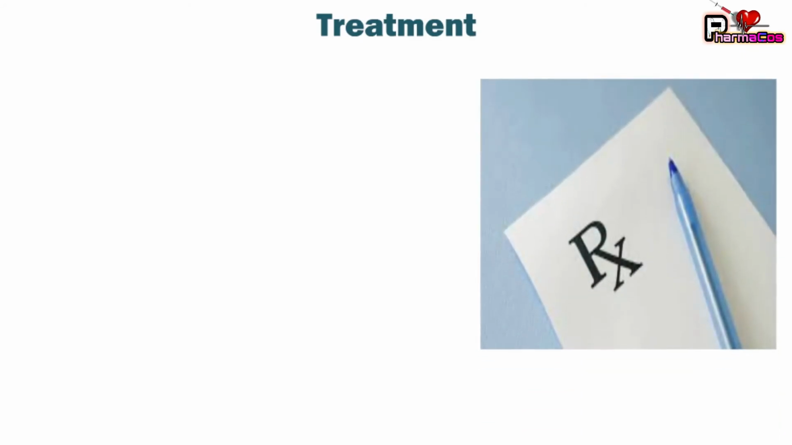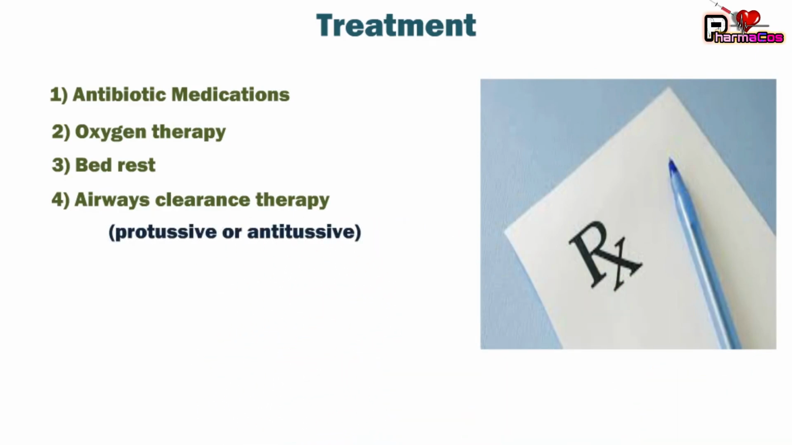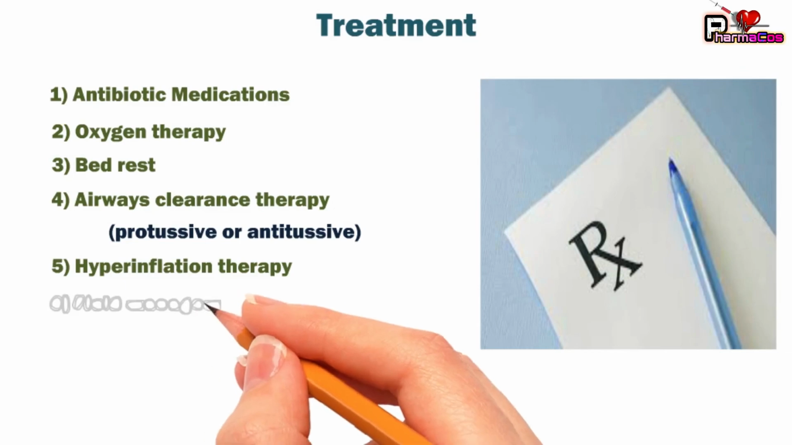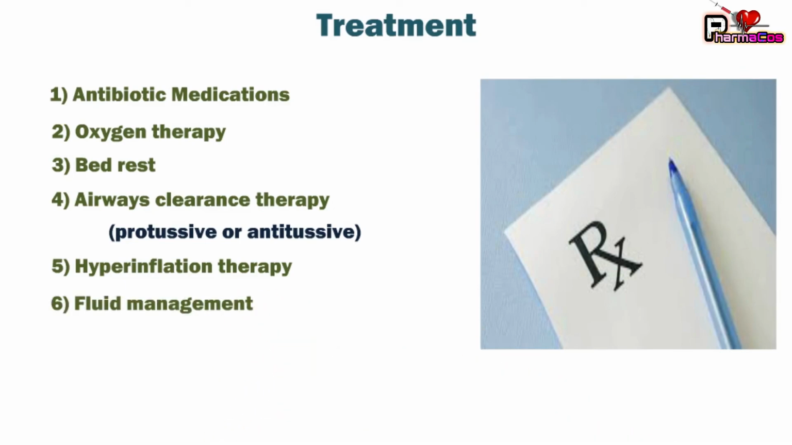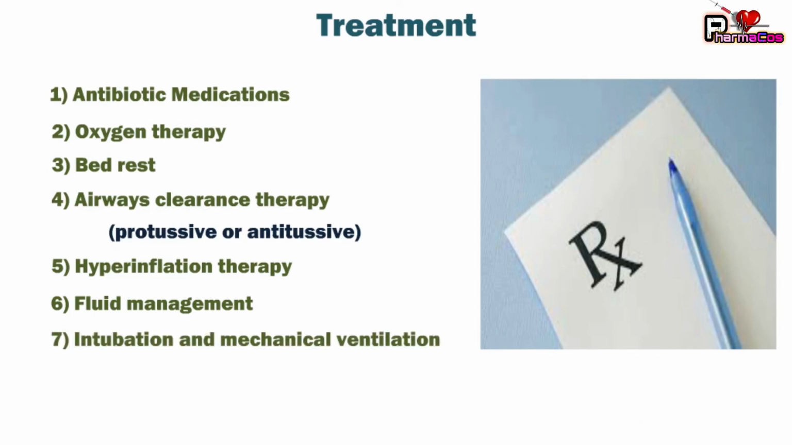The treatment of pneumonia depends on the type and the severity of pneumonia and should be treated on a case by case basis. But in general, here are the common treatment methods. Since bacteria are the most likely cause, antibiotics are often prescribed. In addition to antibiotics, oxygen therapy, bed rest, airway clearance therapy like percussive or antitussive, hyperinflation therapy, and fluid management. Again, each patient will be treated differently depending on the cause and the severity of the symptoms. In severe cases, intubation and mechanical ventilation would be indicated. So this is the brief and complete overview of pneumonia.